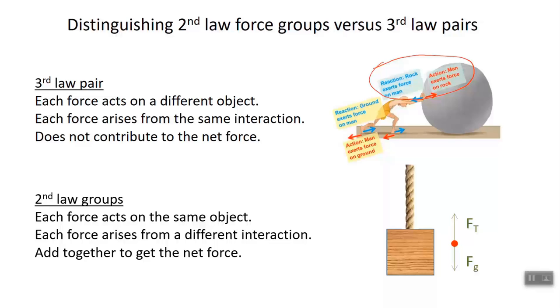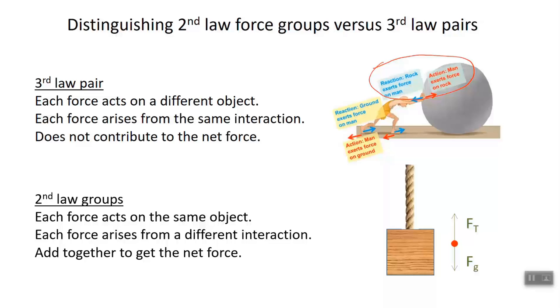So each force arises from a different interaction. Gravity is an interaction with the earth. The tension in the rope is an interaction between the box and whatever is doing the lifting, your hand, a crane, whatever. These two forces are summed together to give you ma, the mass times the acceleration, and that's Newton's second law. So that's two different ways of looking at what's usually pairs of forces.